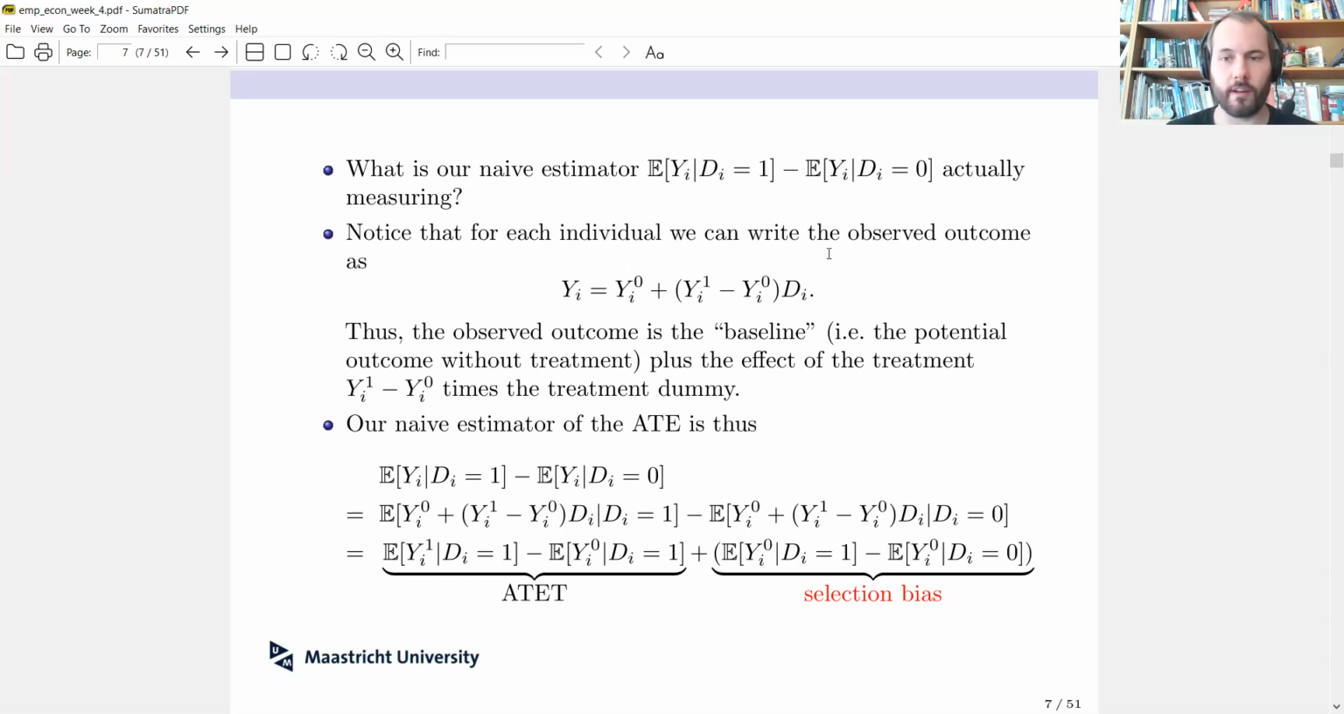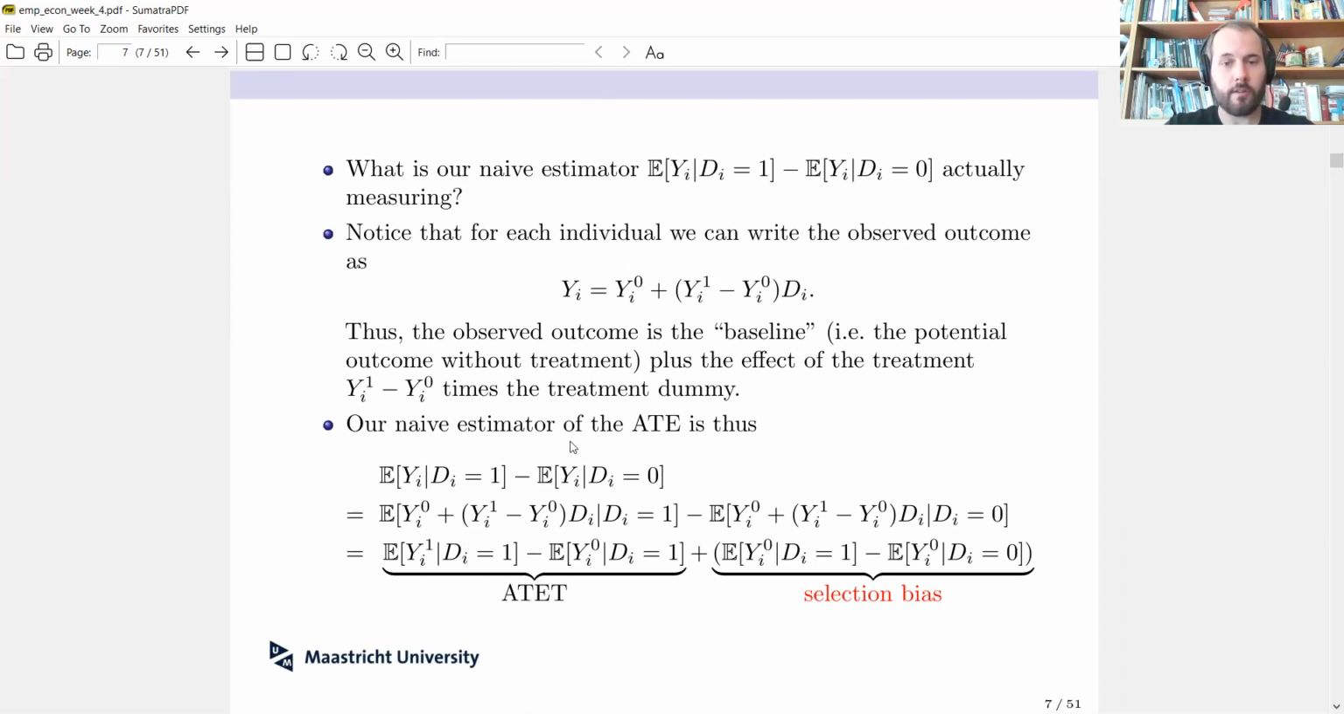So let's analyze this. Now, the observed outcome can be written like this. When the person is untreated, D_i is 0, so this whole thing drops out. And if the person is treated, then it's this plus, D_i is 1. It turns out that this cancels with this, and we have the Y_i1 here. So indeed we can write it like that.